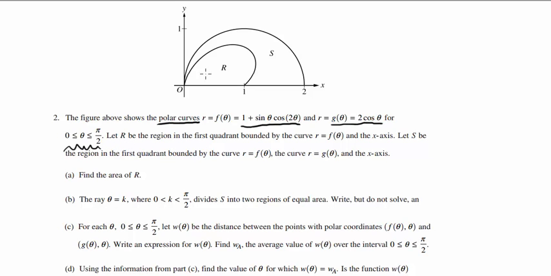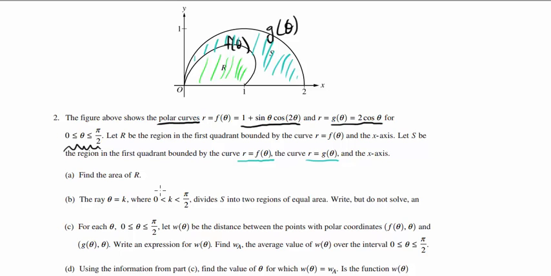Let R be the region in the first quadrant bounded by the curve r equals f of theta, so this must be f of theta, and the x-axis. So we have our region R. And let S be the region in the first quadrant bounded by the curves r equals f of theta and r equals g of theta, so the one above, it has to be g of theta, and the x-axis. So S is going like this. So we have the green one and the blue one. Intriguing. What's going to happen now?